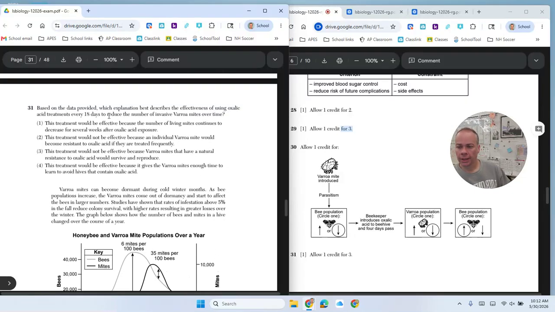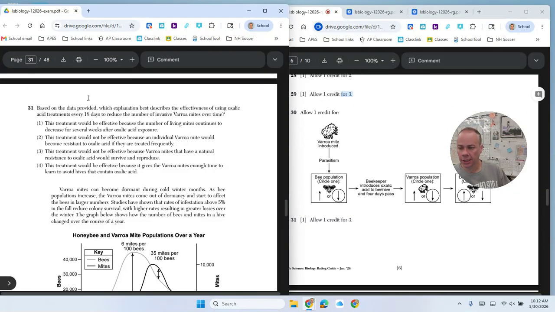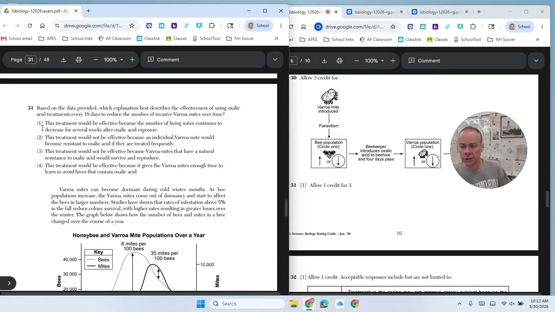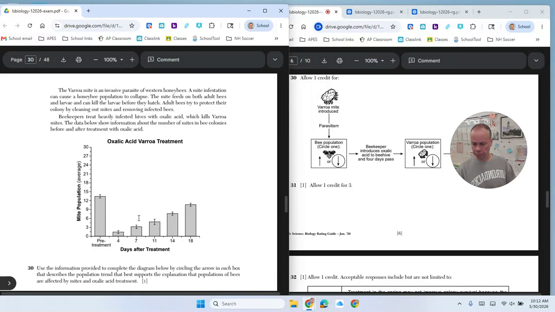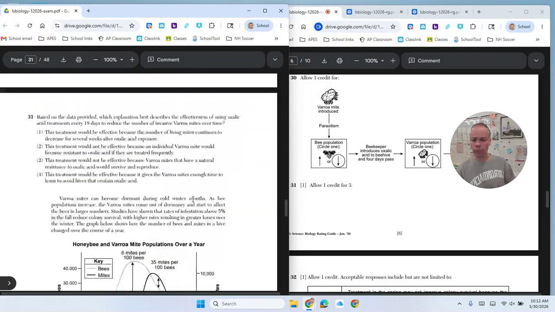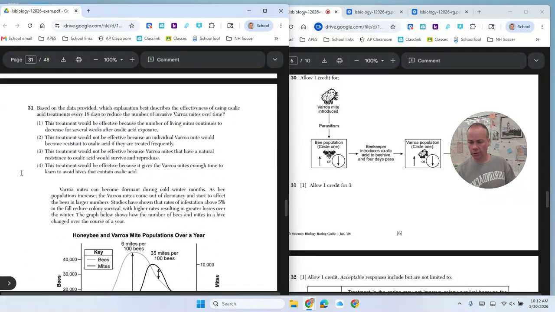31. Based on the data provided, which explanation describes the effectiveness of this oxalic acid treatment every 18 days? Okay, so we want to look at these choices. 1: Treatment would be effective because the number of living mites continues to decrease for several weeks after the exposure. That's incorrect. After several weeks, basically the population is back up to where it was. So that's incorrect when we look at the graph.